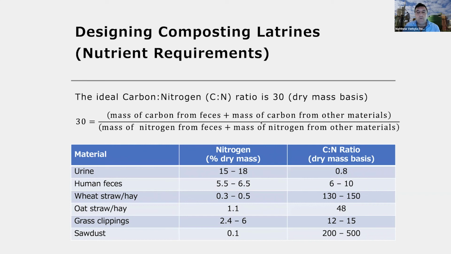So therefore, we need to add another material that has a high mass of carbon and a relatively low mass of nitrogen. Something like wheat, straw, hay, grass clippings. Actually, grass clippings would be considered more of a green waste. Their ratio of carbon to nitrogen is lower than 30. We would need to add something like sawdust or straw or hay, which has a much higher carbon to nitrogen ratio.